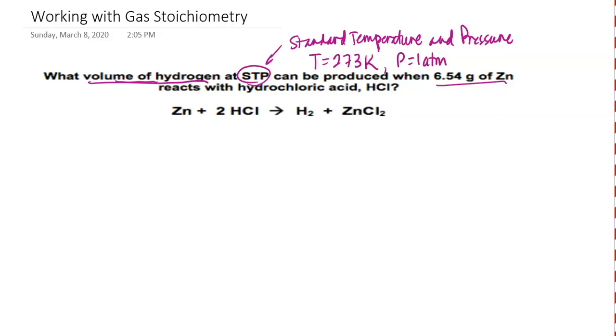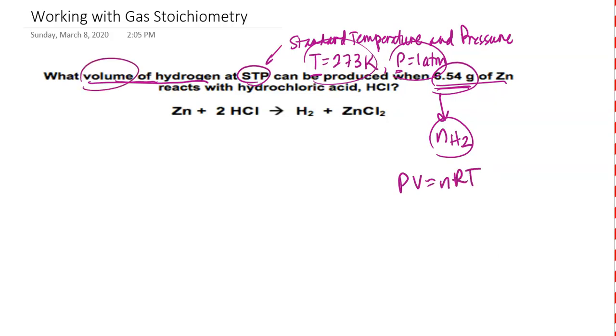Now, notice that I have the temperature of this hydrogen gas, I have the pressure, and if I use the 6.54 grams of zinc as a starting point, I have the means by which I can calculate the number of moles of hydrogen. So seeing these variables lined up this way, it should bring to mind the ideal gas law. Okay, PV is equal to nRT. And I'm being asked to solve for a volume of hydrogen gas. And so what that means is if I solve for V, once I find the number of moles of hydrogen, I can go ahead and plug into here and find the volume of hydrogen that's involved in this particular reaction.